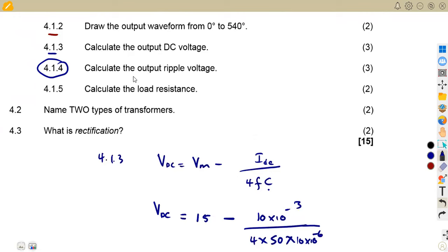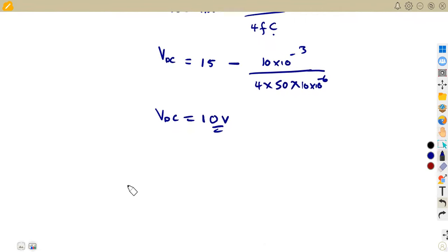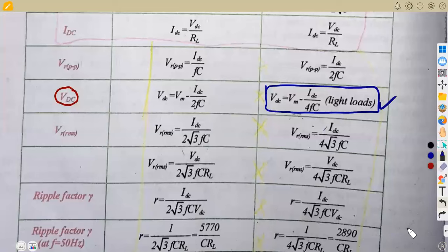All right, then we're asked to calculate the output ripple voltage. If you take note again of our formulas, the output ripple voltage is the one given by the RMS, VRMS for the ripple voltage at the output in this case. So if we are to check the formula for a full wave, for VRMS, we've got this part here, which is equivalent to IDC, the output current, over 4 square root of 3 FC.